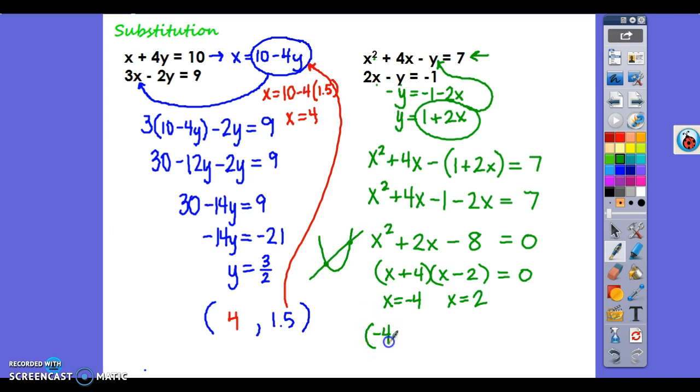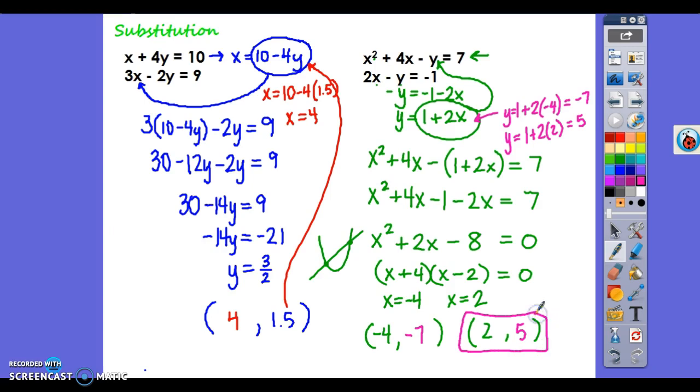So I've got -4 comma something and 2 comma something. And to find the somethings, I'm just going to plug those back in. So again, it doesn't matter which equation. I like to go with this one on substitution. So y is 1 plus 2x. There's one of them. What's that? 1 plus 2x. I get that right? So the negative 4 pairs with negative 7, and the 2 pairs with 5, and those are the 2 points where the parabola and the line agree out of the infinitely many points.